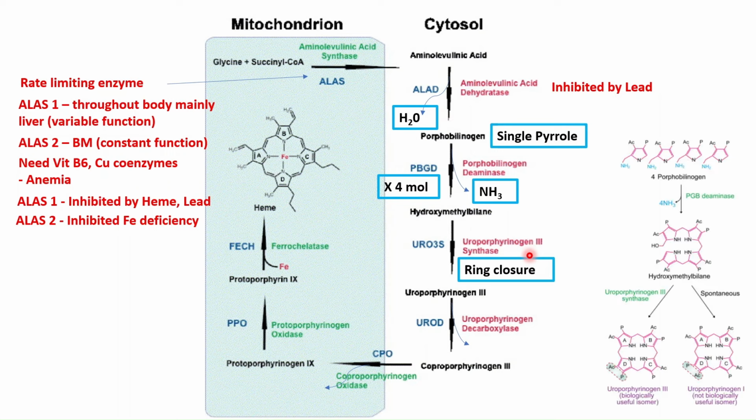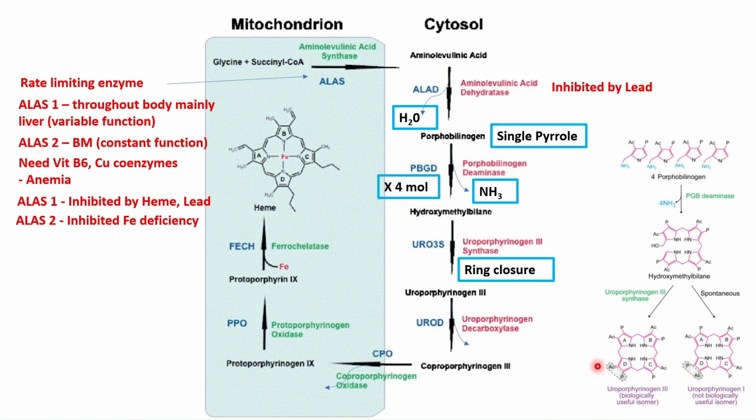So let us understand this. Here we have four porphobilinogen, 1, 2, 3, 4, single pyrroles. These combine together and they undergo deamination. When they combine together, they form a ring-like structure which is hydroxymethylbilane. Now this hydroxymethylbilane undergoes the action of uroporphyrinogen 3 synthase, and it results in ring closure, and it leads to formation of uroporphyrinogen 3.